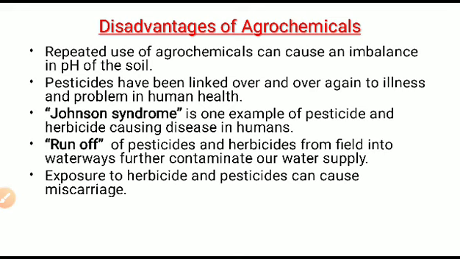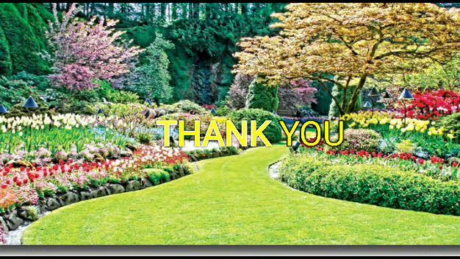This is all about agrochemicals. Here we end our chapter, agrochemicals. In this chapter we learned about pesticides, their types, pesticide formulations, entomology, and the advantages and disadvantages of agrochemicals. Then we learned about biopesticides and their examples, that is neem oil and karanj oil. Next time we will learn the next chapter.